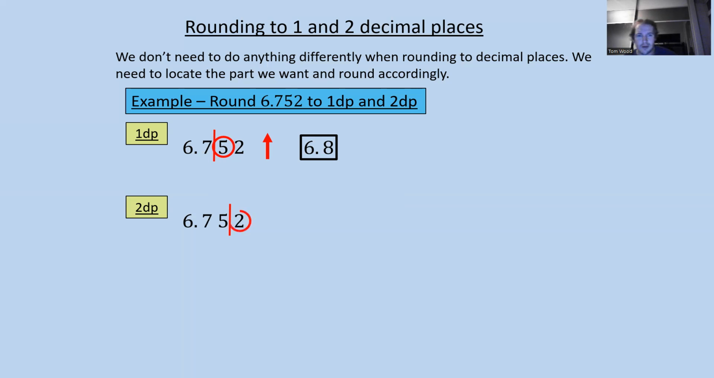So in this case here, I'm going to look at the next number there. It's a 2, so that's not going to impact it. It's going to remain the same. And this number is therefore closer to being 6.75 than it is to being 6.76.